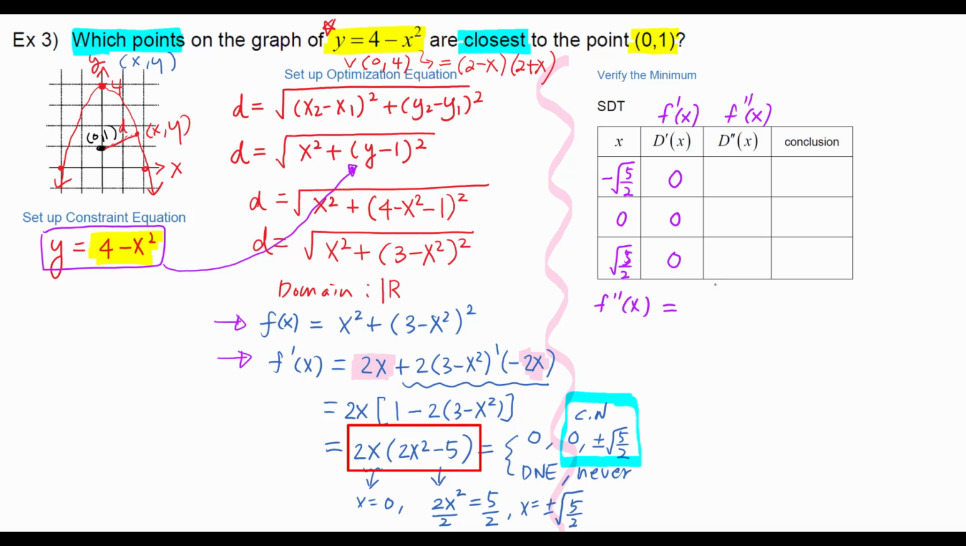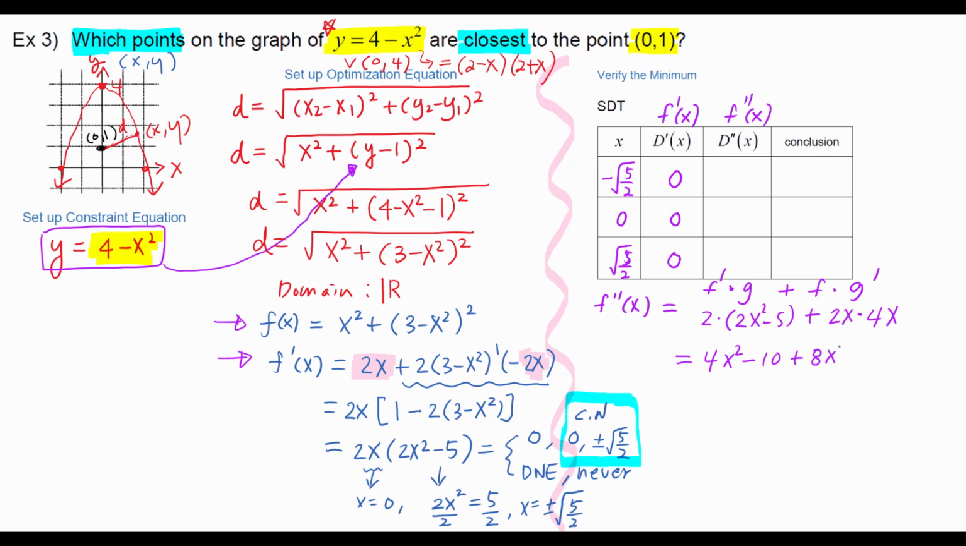Because we're going to use the product rule, it's f prime times g plus f times g prime. That's my product rule. So the derivative of 2x is 2. G, I just copy, plus f, 2x. G prime is 4x. So then it is 4x squared minus 10 plus 8x squared, which is equal to 12x squared minus 10. So I found my second derivative.